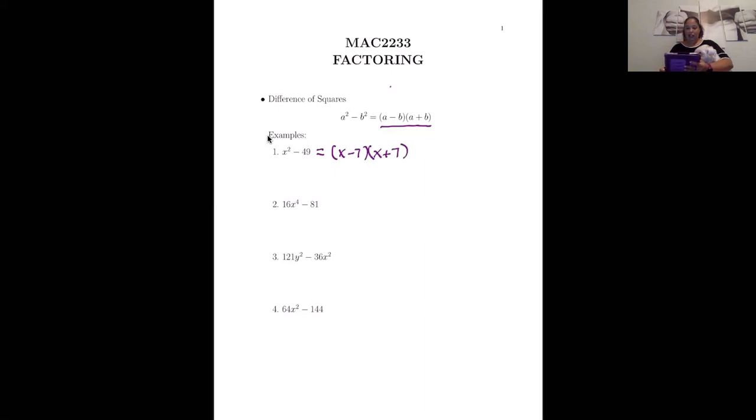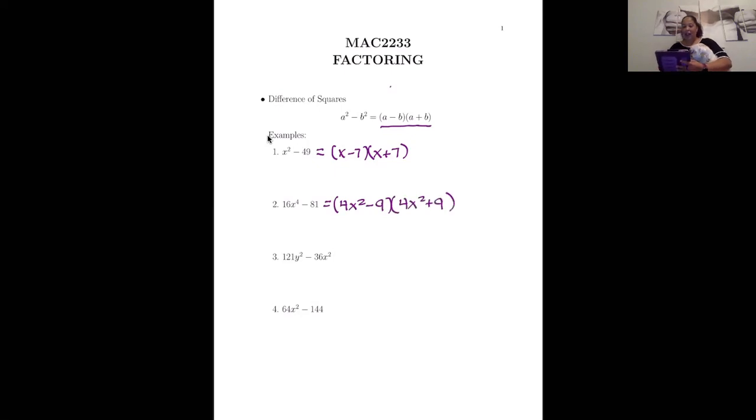All right, now let's take a look at number 2. I have 16x to the 4th minus 81. The perfect square of 16x to the 4th is going to be 4x squared, and the perfect square of 81 is going to be 9. So I'm going to rewrite this as 4x squared minus 9 times 4x squared plus 9.